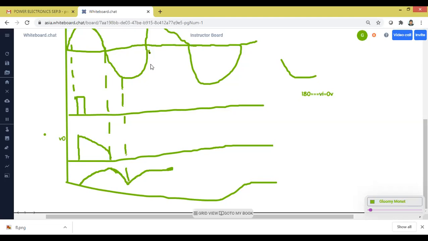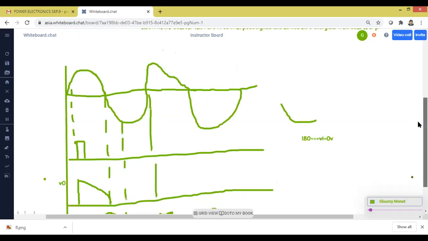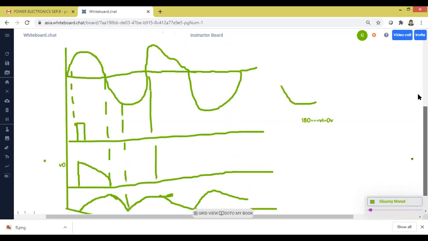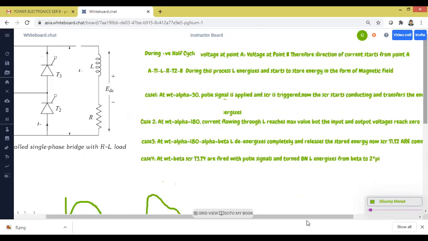So up to 2 pi, it energizes. And at 2 pi, it becomes maximum, and then once again starts to de-energize. So this current is called the continuous current. This process is continuous: energize and de-energize. I'll put it clearly in the coming class also. In the first class, we thought of taking the rough diagram.